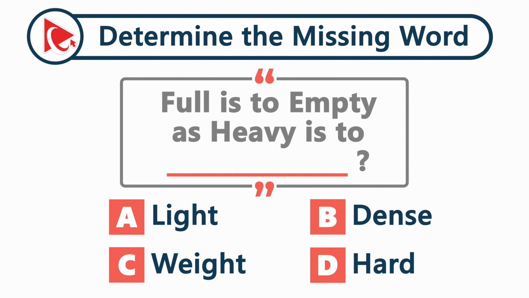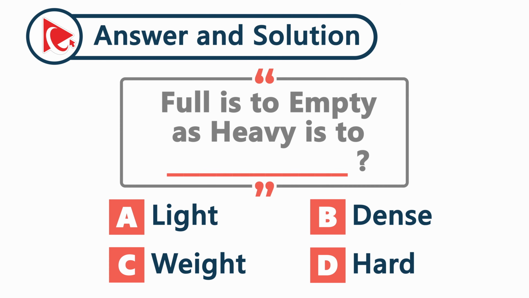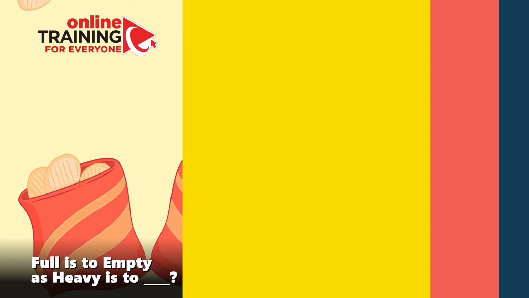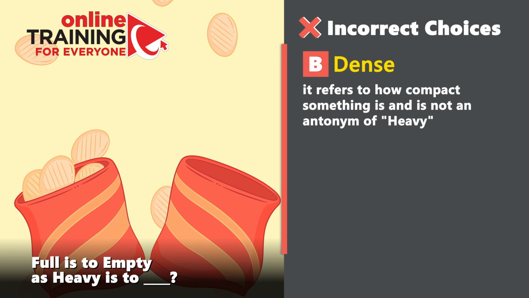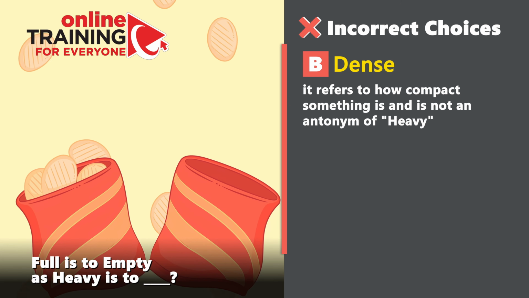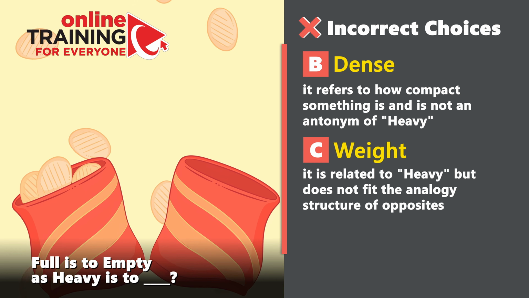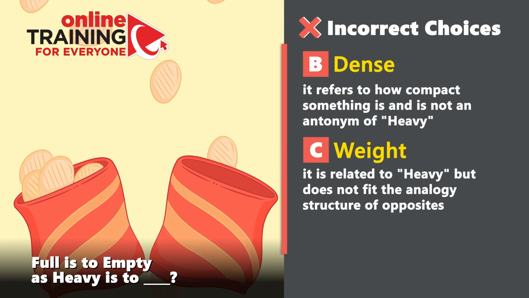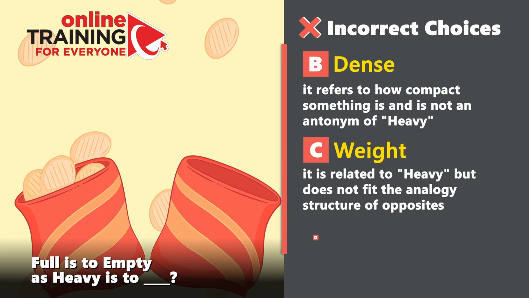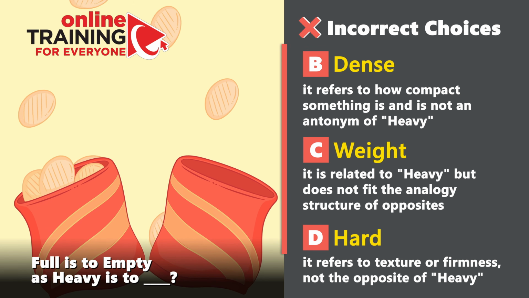Time's up. Are you ready with your answer? As you might have guessed, the first step in solving these types of challenges is to eliminate incorrect choices. For example, choice B, dense, is incorrect because it refers to how compact something is, and it is not an antonym to heavy. Choice C, weight, is incorrect because it is related to heavy, but does not fit the analogy structure of the opposites. Choice D, hard, is incorrect because it refers to texture or firmness, but it is not the opposite of heavy.